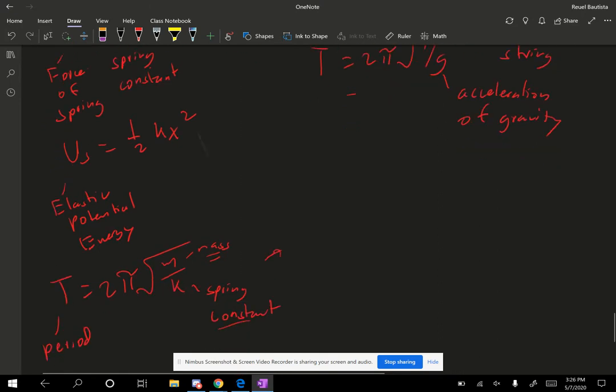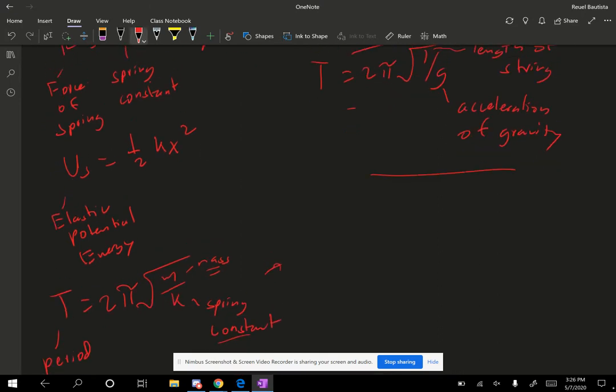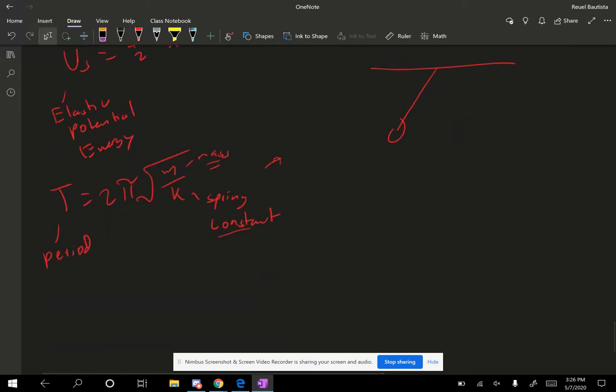Also, let's look at a pendulum. Remember, a pendulum over here is just going to have potential energy, right? But when the object is over here, it's going to have kinetic energy. But when the object is right in the middle, it's going to have potential plus kinetic. Okay, just know that. That's pretty basic.